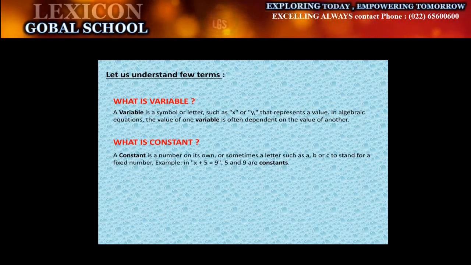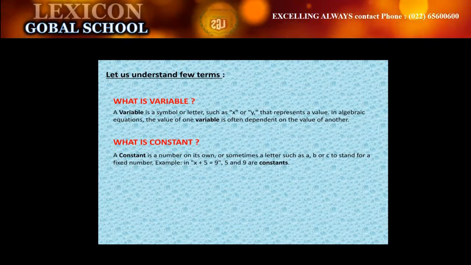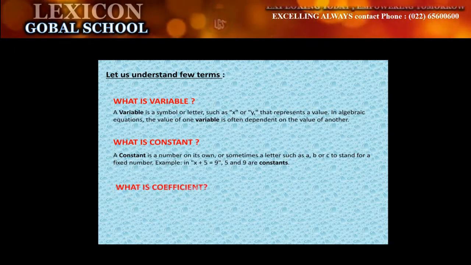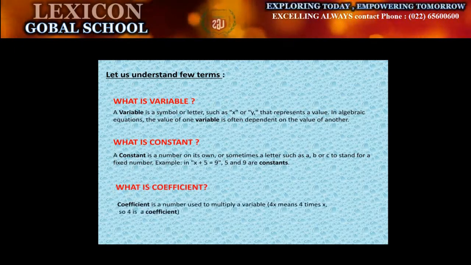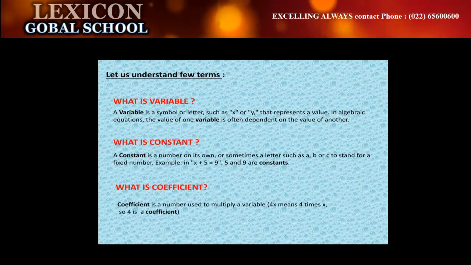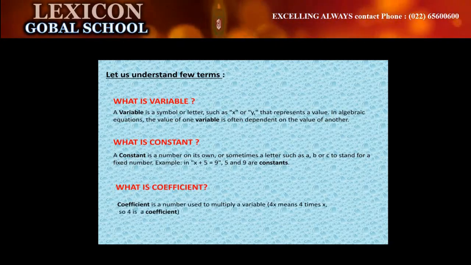Example, x plus 5 is equal to 9. So 5 and 9 are constant. What is coefficient? Coefficient is a number used to multiply a variable. 4x means 4 times x. So 4 is the coefficient.